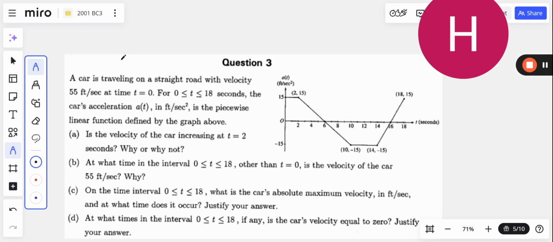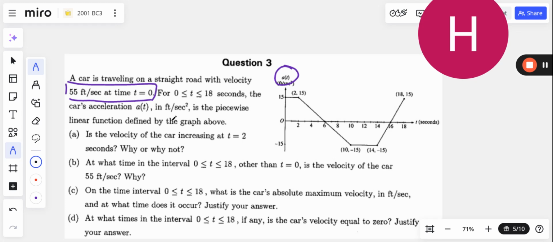Let's get started. We have a car traveling on a straight road with velocity 55 feet per second at time t equals 0. So that is an initial condition that's given. The graph here is the acceleration, so it's the derivative. Basically, we're looking at the graph of the derivative, and we're given an initial condition about the original function, which is the velocity. The domain here goes from 0 to 18 seconds.